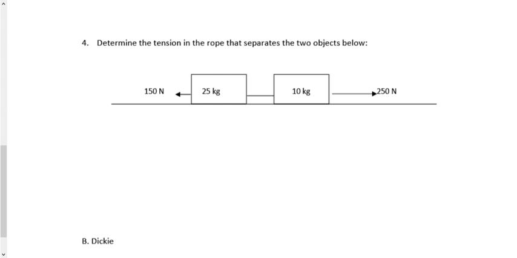We're going to have a look at worksheet number 15, question 4 that we had for homework last night. It says, find the tension in the rope that separates the two objects.